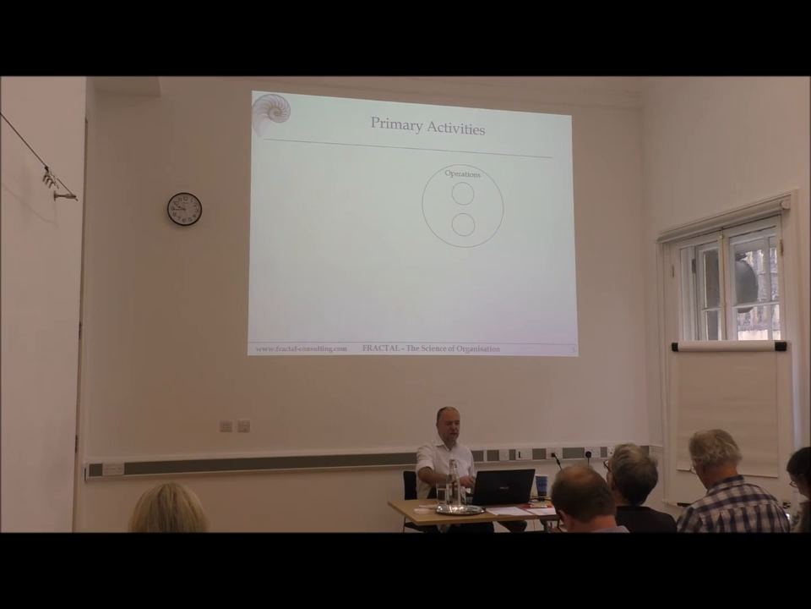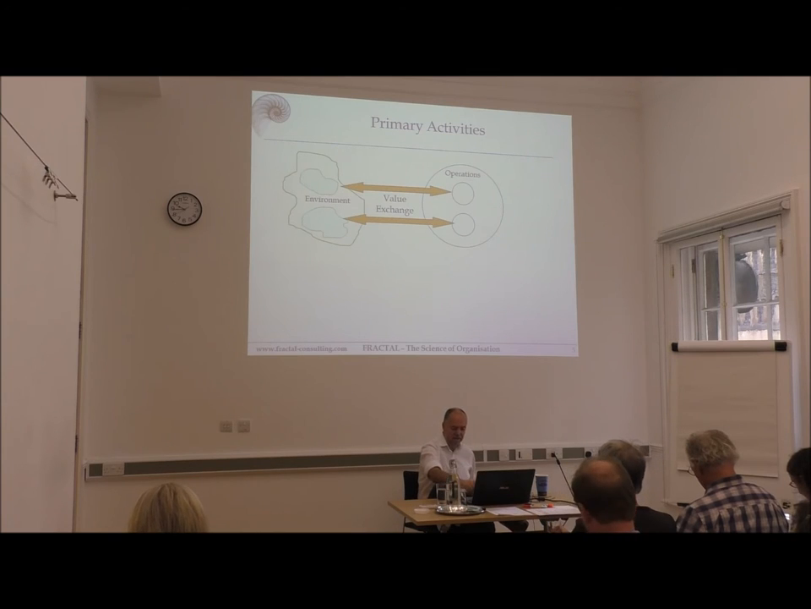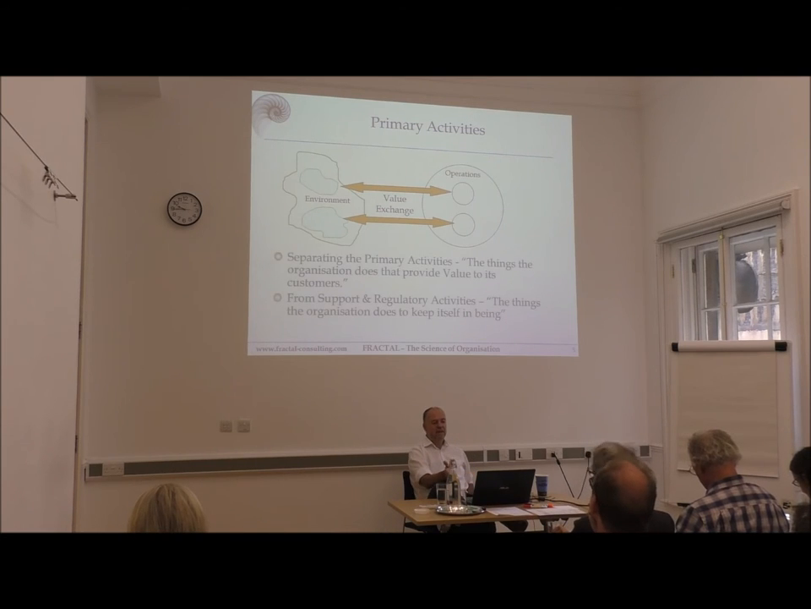So it starts with, in this model, the circles are what we call primary activities. So these are the things that the organisation does that actually deliver some value into the external environment. And there are different ways of defining that, but I'm going to take that one as a sort of useful one now. And separating that out from the things it needs to do to keep itself in being.